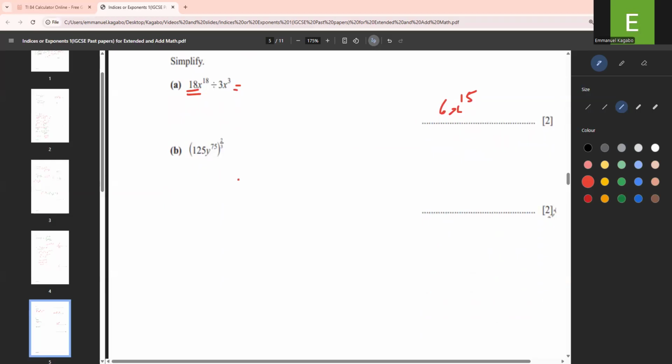Now, what about this one? Try the question by yourself, okay? This is 5 power 3 times 2 over 3, and then y power 75 times 2 over 3. Check the rules again, guys, okay? Now, this one simplifies with that. Then I remain with 5 squared, which is 25. Okay. Then y here, and then this one by this. 75 divided by 3, you get 25. And then 25 times 2, you get 50.